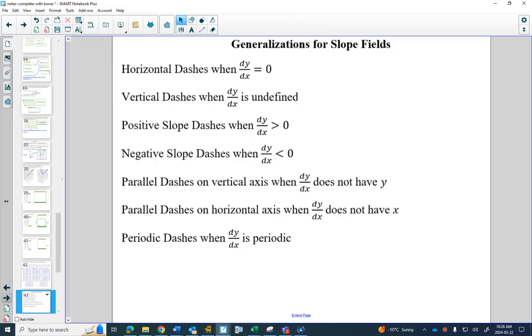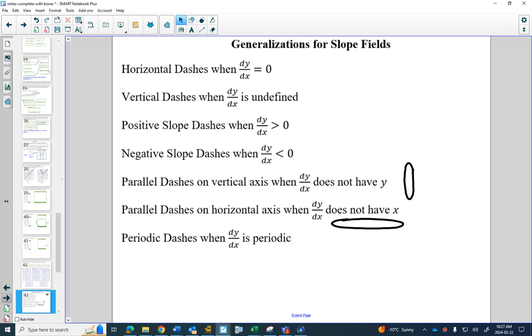So some generalizations we've noticed. If the slope is 0, that's a little horizontal line. If it's undefined, it's a vertical line. If your slope is positive, your derivative is positive. If your slope is negative, your derivative is negative. All of these things should make sense because your derivative is basically a slope formula. And these are the patterns we just noticed. If you have parallel dashes on the vertical axis, that's when we saw that the columns were the same. There's no y value. And when we noticed that the slopes along the rows were the same, there were no x values.